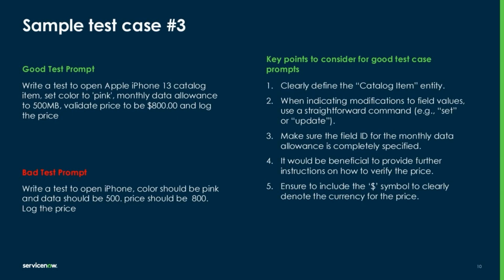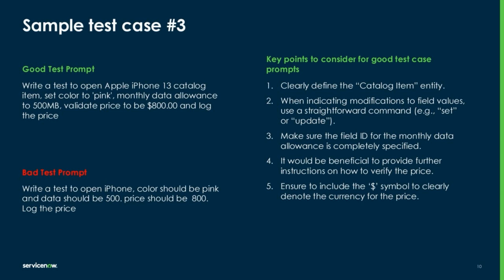This is a service catalog example, pretty popular among customers as well. So let's go through this one. A good test prompt here is: write a test to open the Apple iPhone 13 catalog item, set a color to pink, monthly data allowance to 500 megs, validate price to be $800 and log the price.